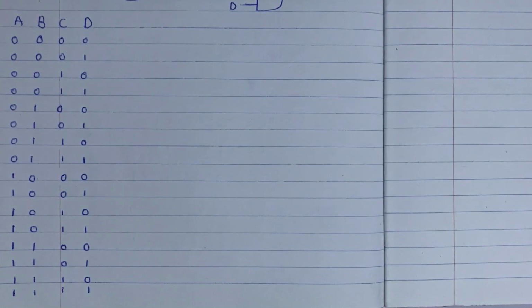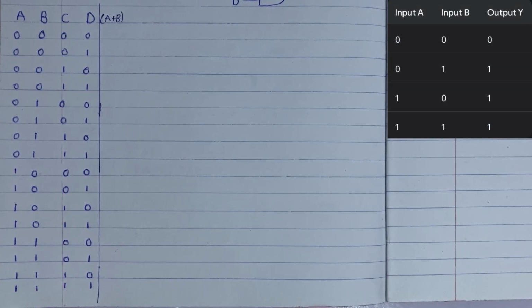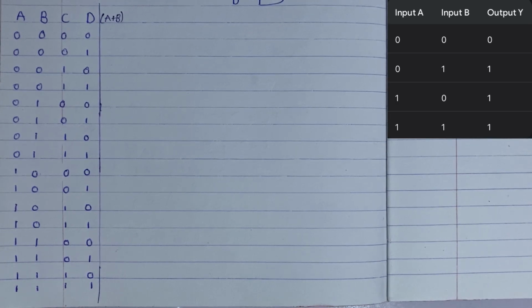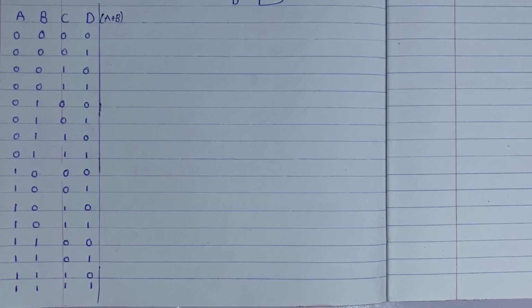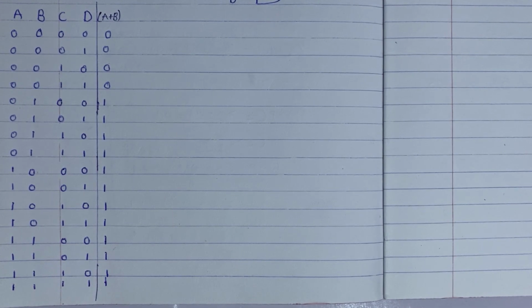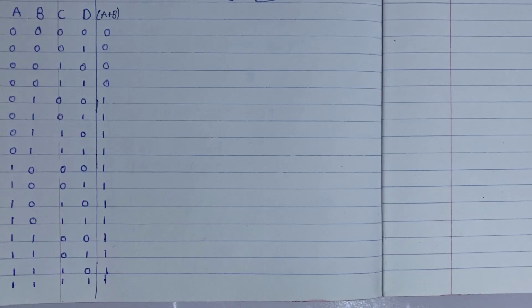Now aside our inputs, let's write down the intermediary nodes. We have A or B. For the OR gate, it's 0 only when both inputs are 0. So for A or B, for the first 4 possibilities, both A and B are 0, so we will have 0 as our output. For the rest of the possibilities, we fill them with 1s because they are not both 0.